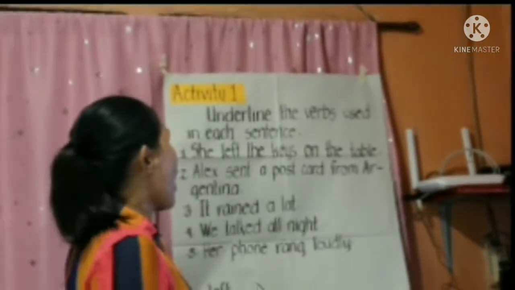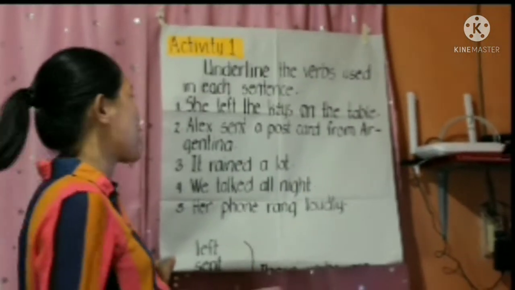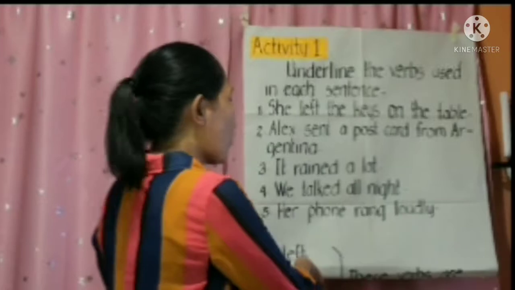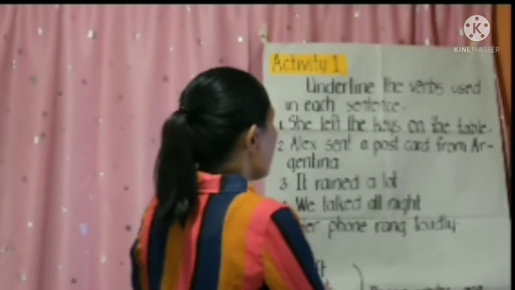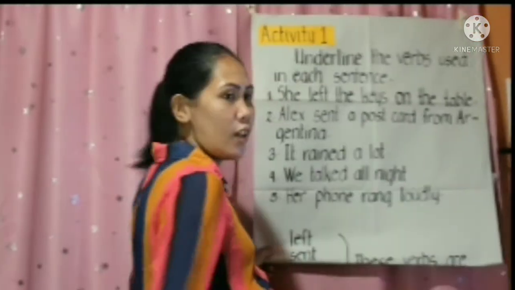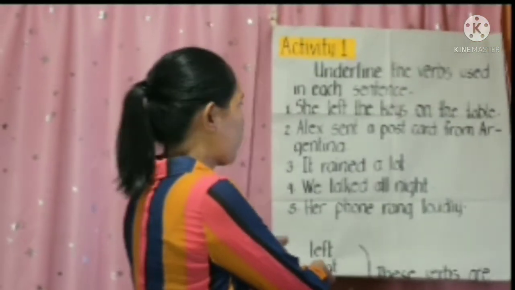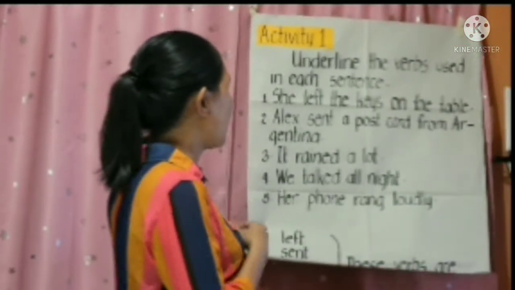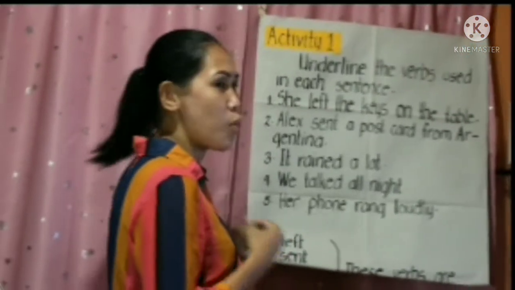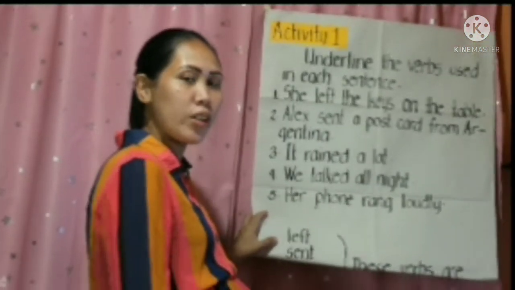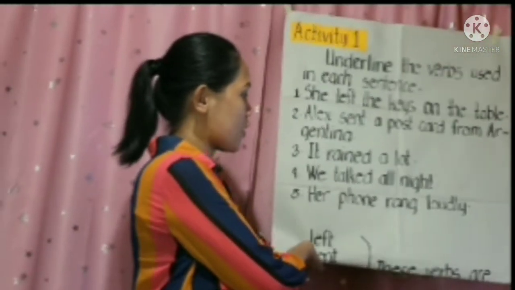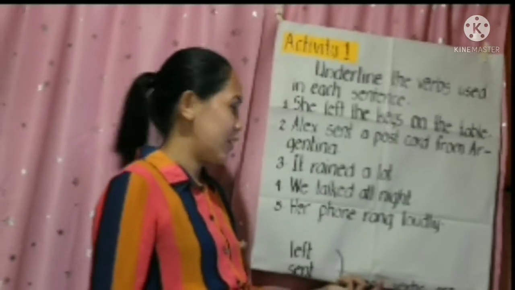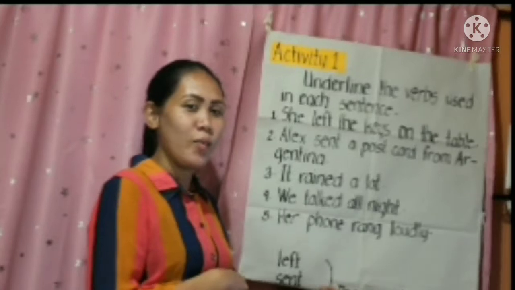Okay, so in this activity, I want you to underline the verbs used in each sentence. Who can answer number 1? Yes, Brian, go to the board and underline the verbs in number 1. Who can answer number 2? Okay, Paul, go to the board and underline the verbs used in the sentence number 2. And who can answer number 3? Yes, Davy. How about number 4? Okay, and last number, who can answer?